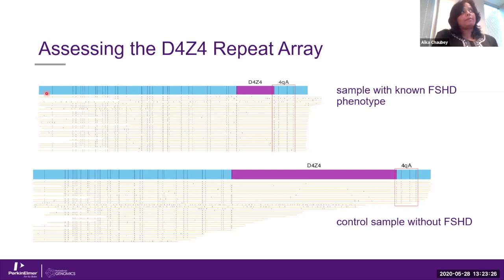Now let's look at the top panel. So this is a sample with known FSHD phenotype, and what you can see over here is that if they are aligned equally, we see a repeat contraction. And because of the size of these repeat contractions, plus minus 1, we can accurately type the number of those repeats. And again, the labels for the A and the B polymorphisms are unique, so we can accurately type whether this is the A allele or the B allele for an accurate diagnosis.